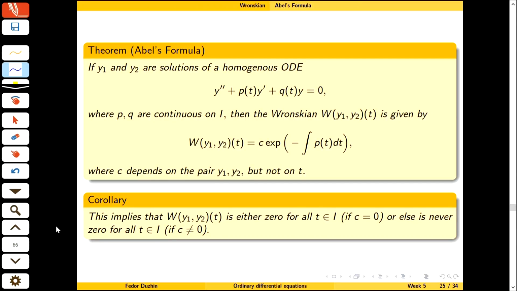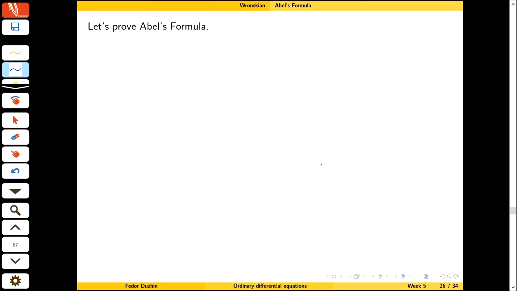Well, we know that since this part is strictly positive, being e to the power something, it means that the Wronskian is either 0 for all values of t, or is positive for all values of t if c is positive, or is negative for all values of t if c is negative, right? But the Wronskian cannot cross the t-axis, so it is impossible that the Wronskian is 0 for some particular value of t but non-zero for another value of t. Okay? Now let's prove this formula.